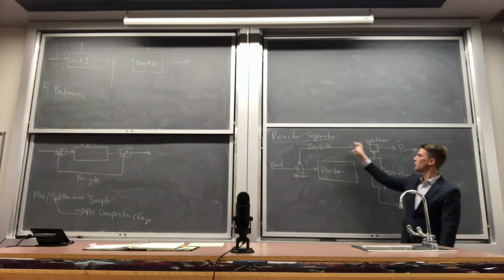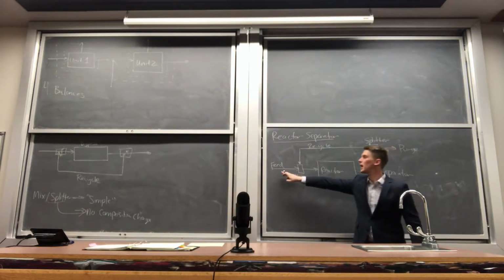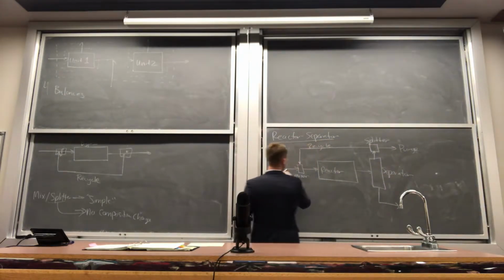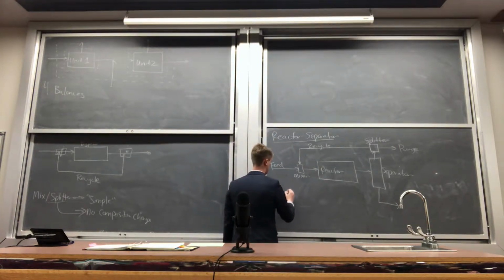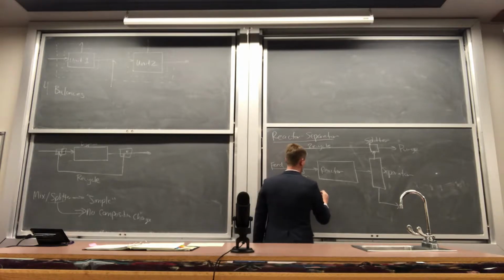So the amount of material that's cycling through this process can be many times bigger than the feed. The recycle ratio is the ratio of the recycle to the feed. It is N of recycle divided by N of feed.